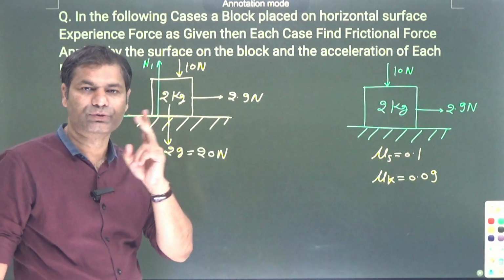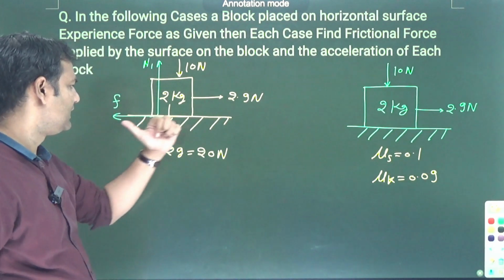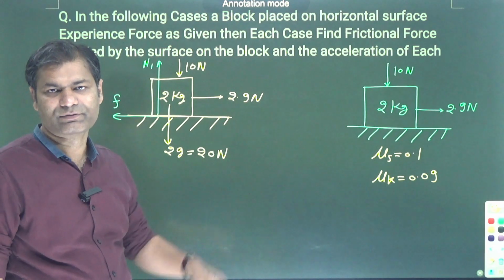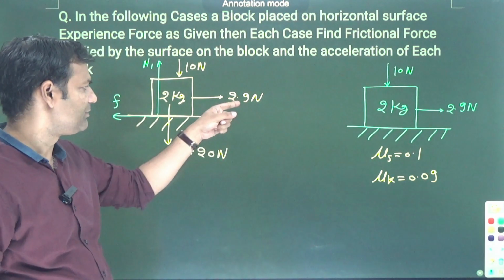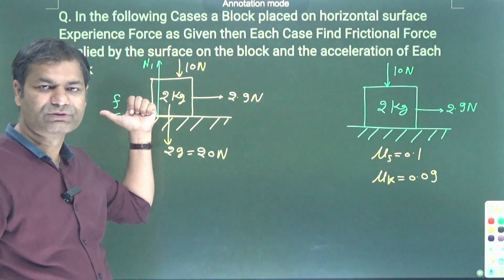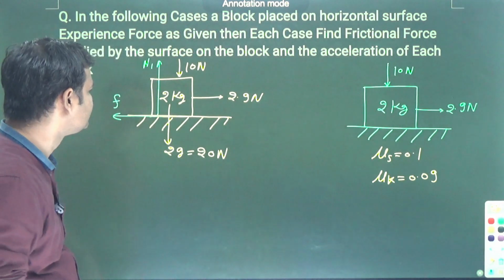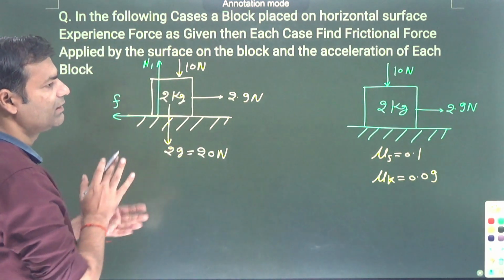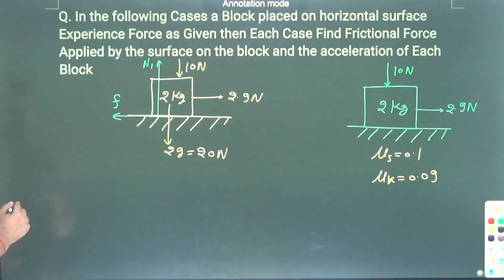This surface applies 2 forces. One perpendicular to the surface, and second one the frictional force, which is opposite to the applied external force. Clear or not? This is the complete block diagram. Now next target, we have to focus on what about N1.